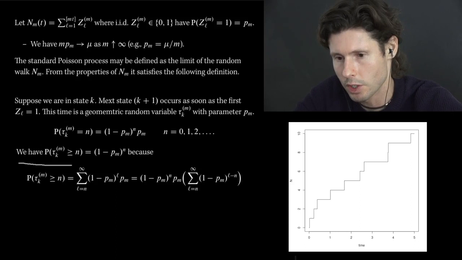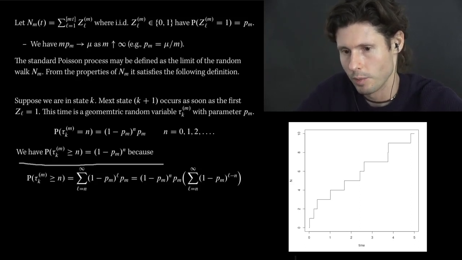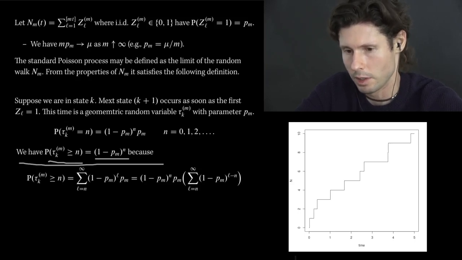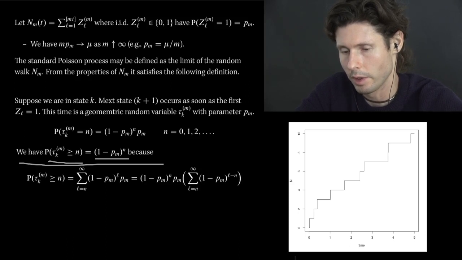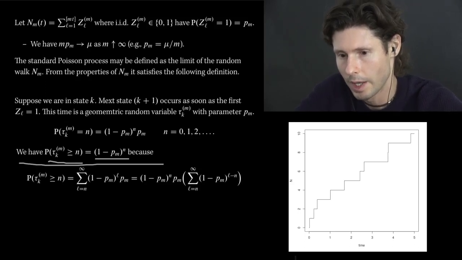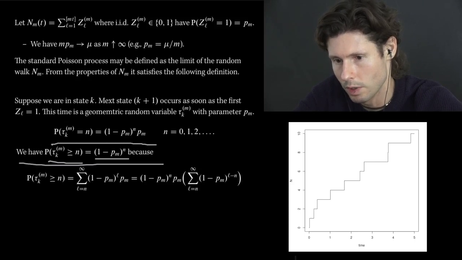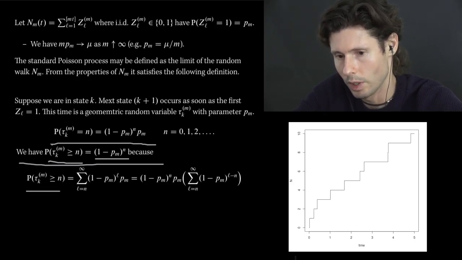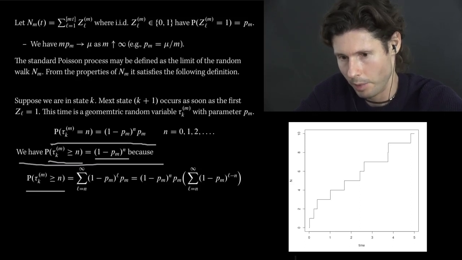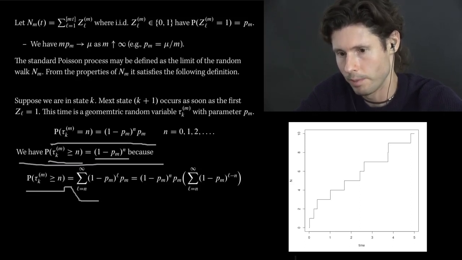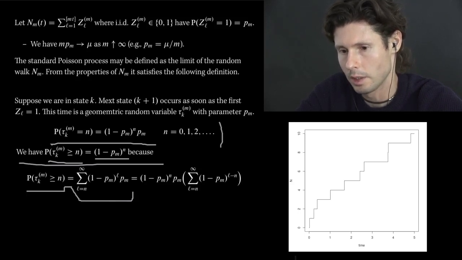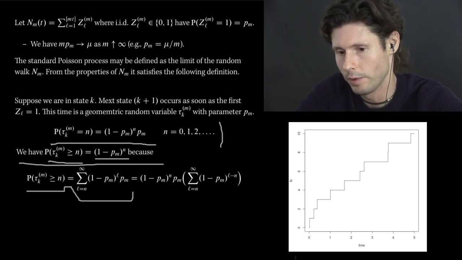So the first observation is this one. If you have this geometric random variable with parameter p_m, the probability that the geometric variable exceeds some number n is just the product of the failures. So it's a product of the n times that we failed. And the way you see this is you use the definition, of course, and you write out exactly what this event probability is. It's just the sum over this distribution here, starting from n out to infinity.